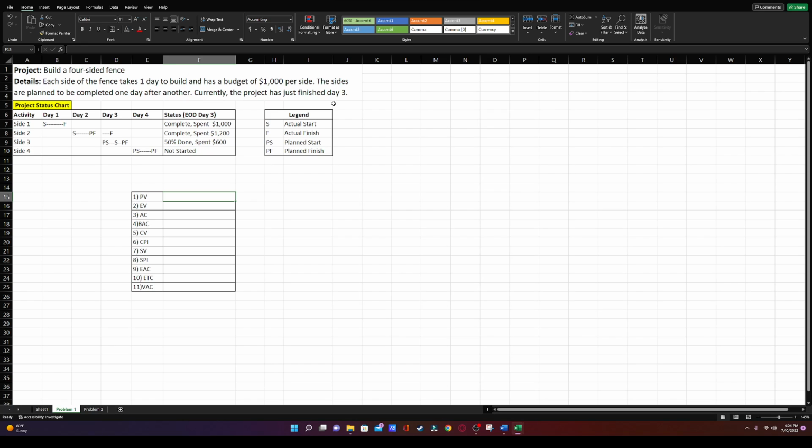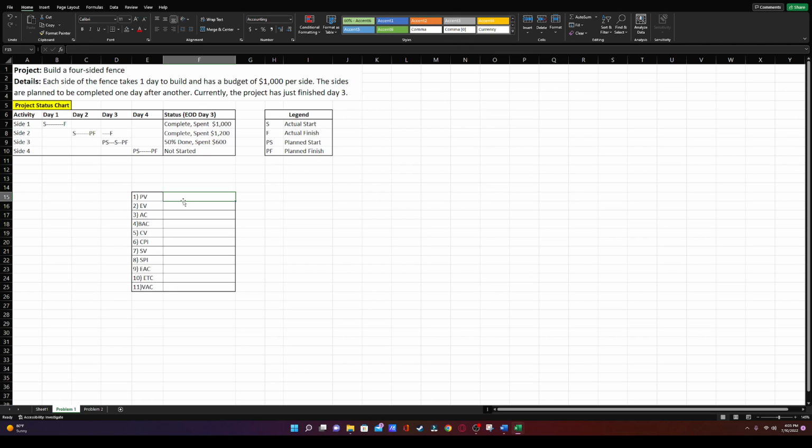Currently, the project has just finished day 3. Sorry about that, I stuttered a little bit there, but we're at the end of day 3. So looking at this project status chart, which was given to us in the problem, we're right at this point. And by the way, if you need the reference, there's a legend I went ahead and built over here to represent and help understand this information. The bulk of the information, if not all of it, that we're going to be using is right in here in these little statuses of each side.